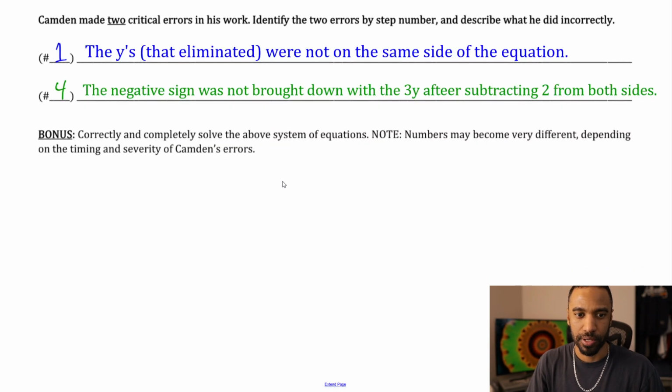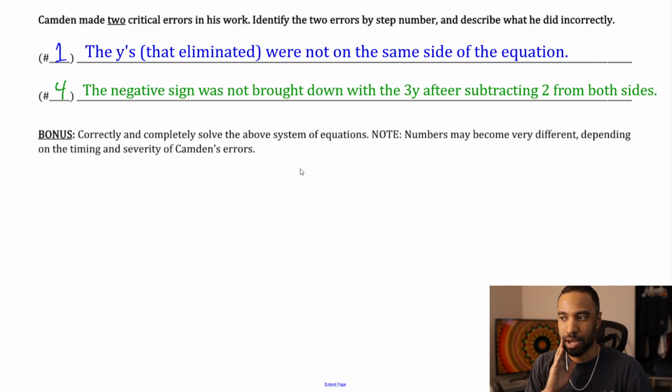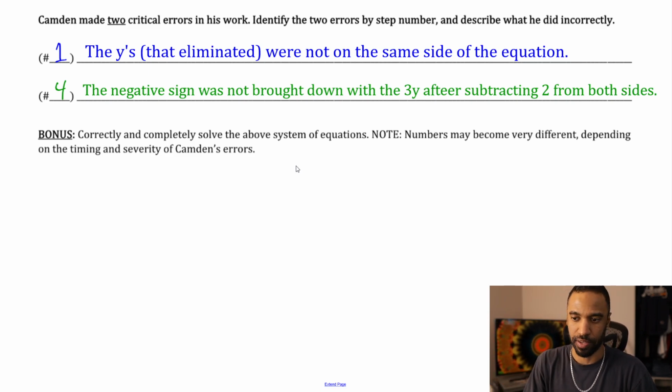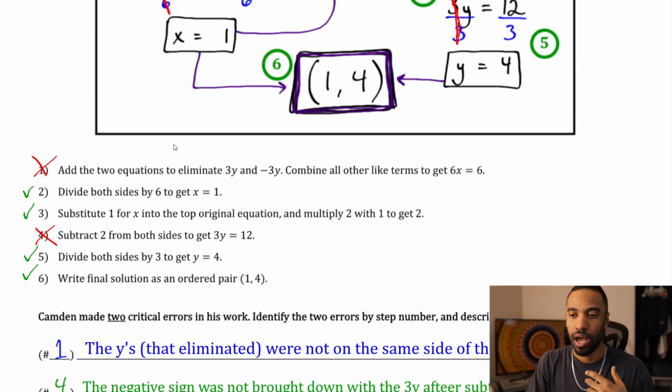All right. Bonus, this last thing to do: correctly and completely solve the above system of equations. Note, numbers may become very different depending on the timing and severity of Camden's errors. Remember, he made a problem in step 1. That'll probably change the numbers significantly.